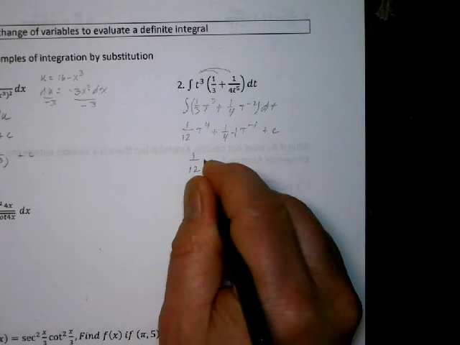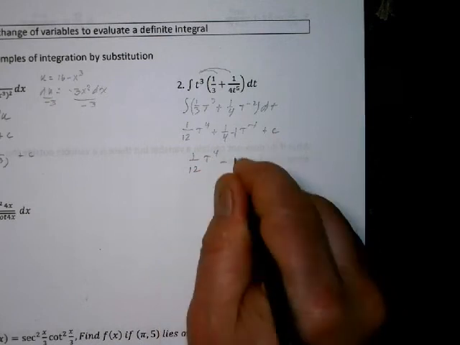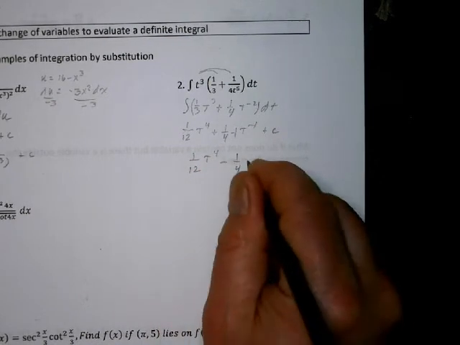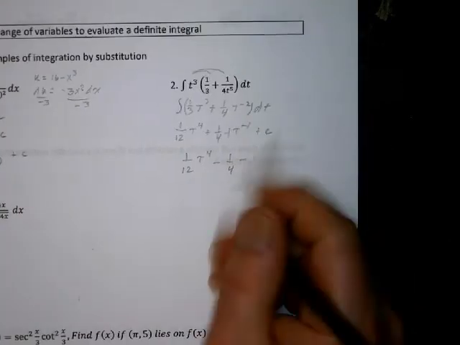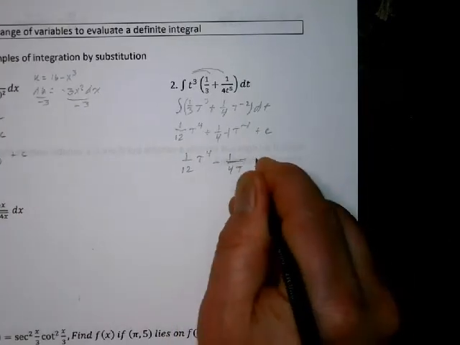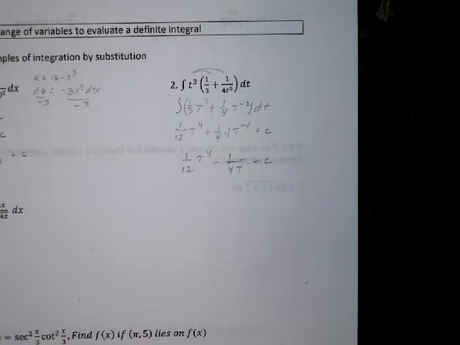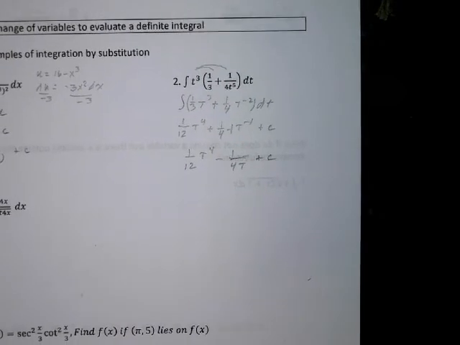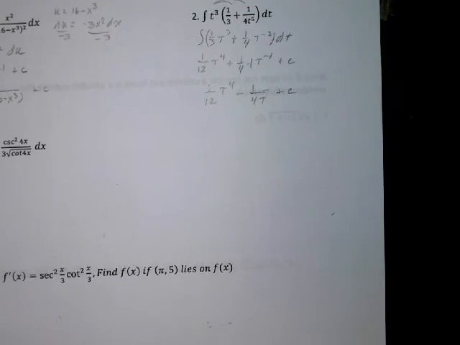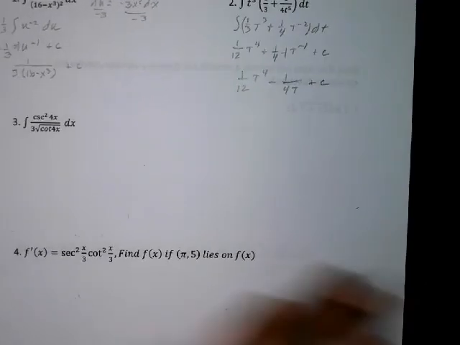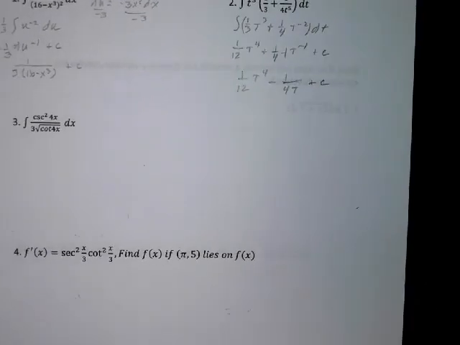So my final answer is going to be 1/12 t to the 4th minus 1/4 t plus c. Now if you want, you can pull out a 1/12 t, but you don't need to. I'm just going to leave it like that. Number 3.